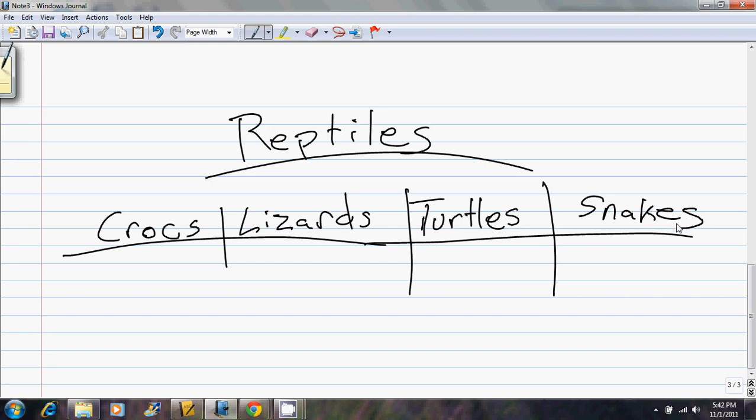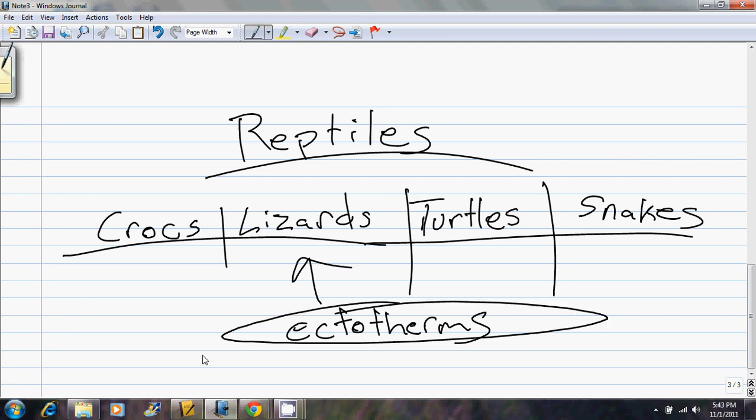All of these are going to be ectotherms, because you'll see lizards basking under the light, and we used to be able to see my geckos basking under the light until one decided to eat the other one, and they killed each other. Fun times. But no, they're all ectotherms. They have scales, and it's just important to know these four groups that fit underneath reptiles.